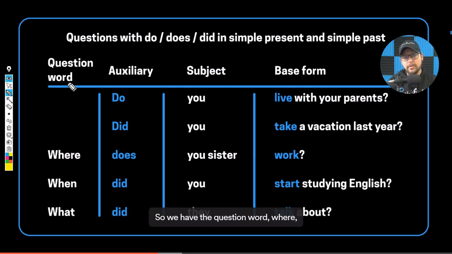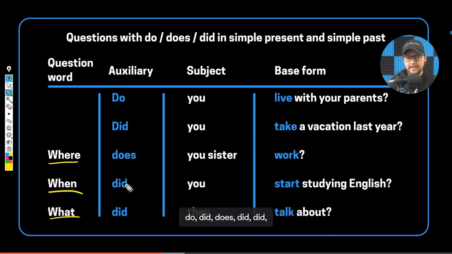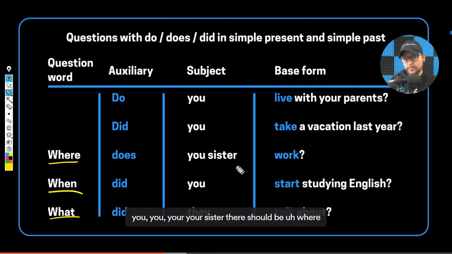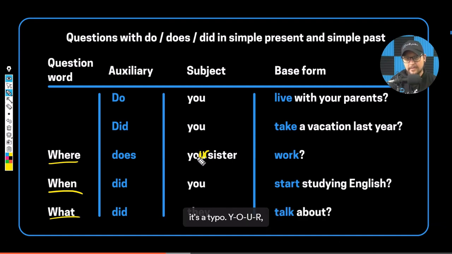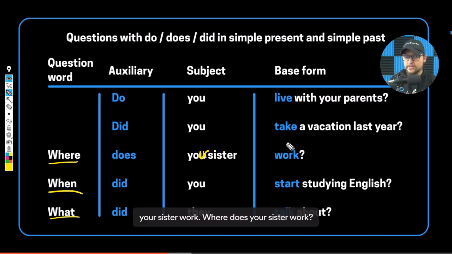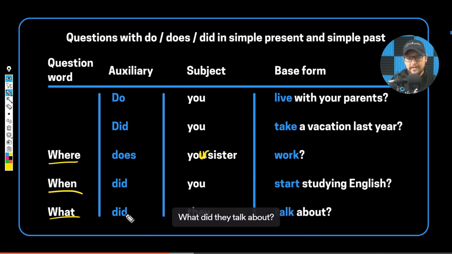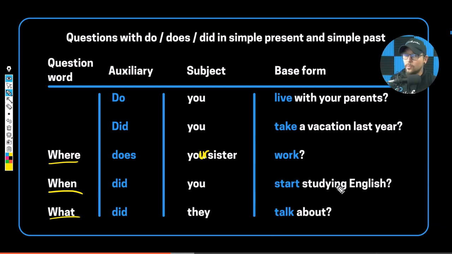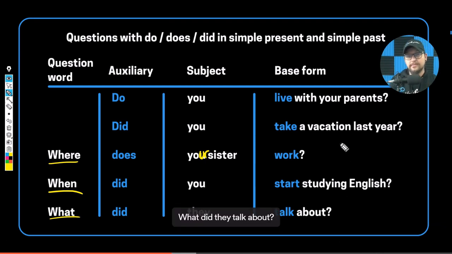So we have the question word: where, when, what. We have the auxiliary: do, does, did. That's the auxiliary. The subject: you, your sister. There should be an R here. It's a typo. YOUR, your sister work. Where does your sister work? When did you start studying English? What did they talk about?